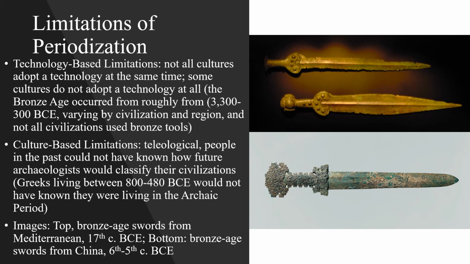On the right-hand side of this slide, we can see an example of the limitations of periodization. The top image is of two bronze swords from the ancient Mediterranean, from about the 17th century BCE. The bottom image is of a bronze sword from China, from about the 6th to the 5th century BCE. These are both bronze swords, but they were made over 1,000 years apart. So saying that they are both Bronze Age, while correct, is not very helpful.